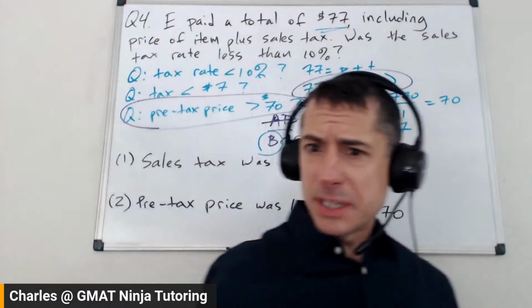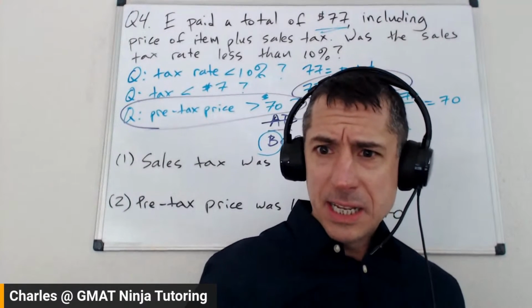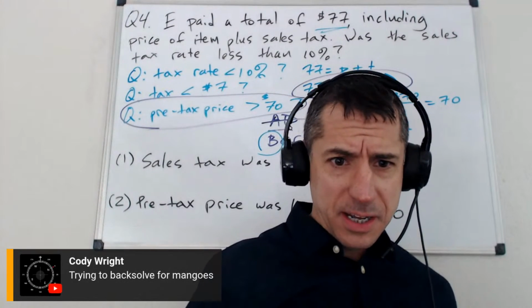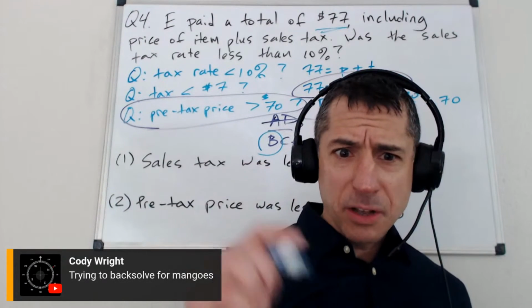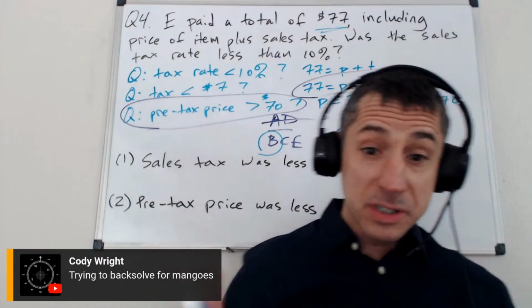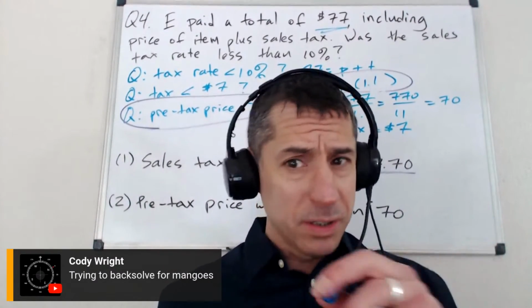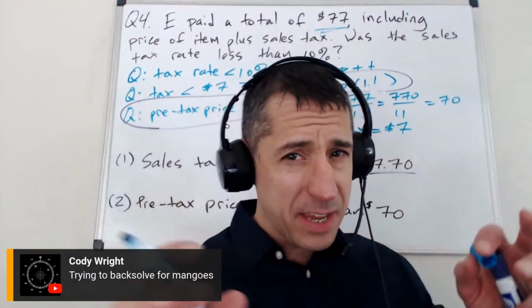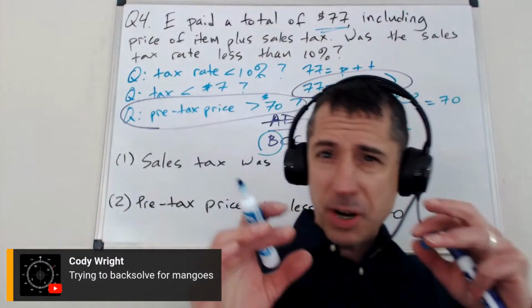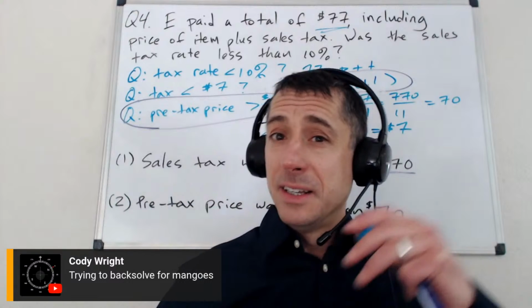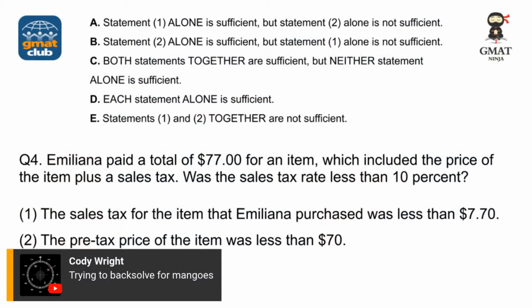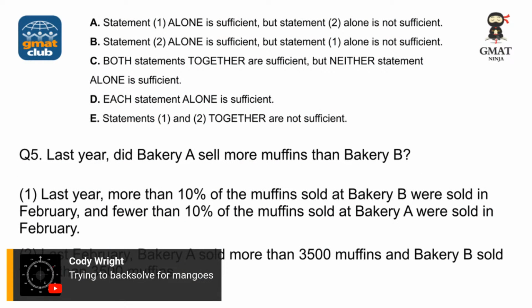Okay, hope you enjoyed that. Live group got awfully quiet. Cody here, smart guy, trying to back solve for mango still on the previous question. Mangoes are delicious. Okay, last question, a little more conceptual. Shouldn't be doing a ton of math here. It should be more of a thinking process that's very, very GMAT. If you find yourself doing a ton of arithmetic, you might be barking up the wrong tree. Okay, enjoy. Happy Valentine's Day.